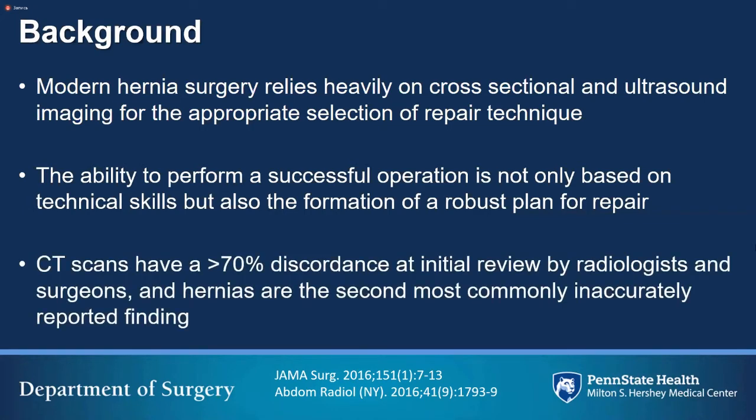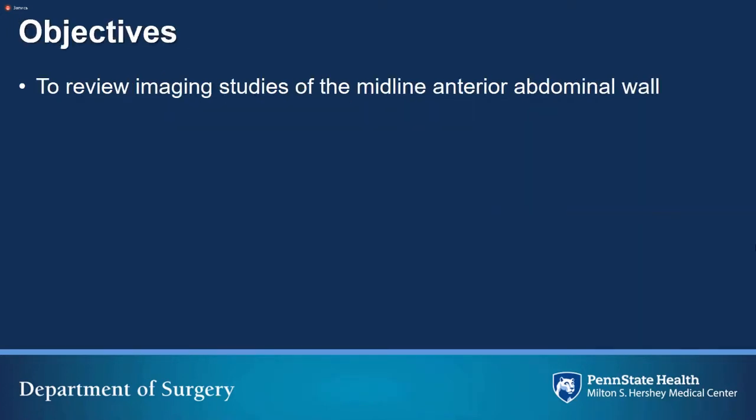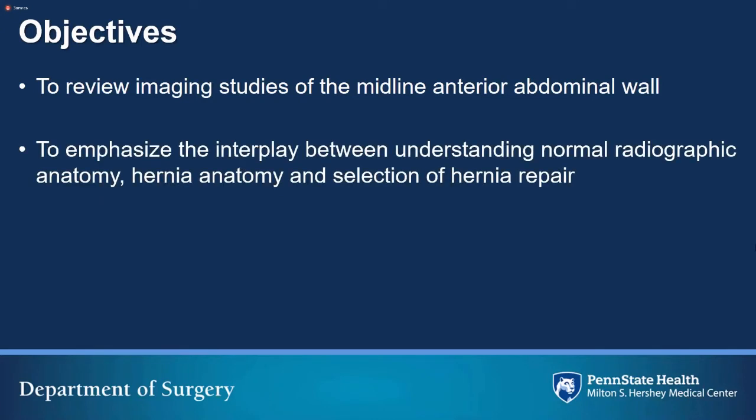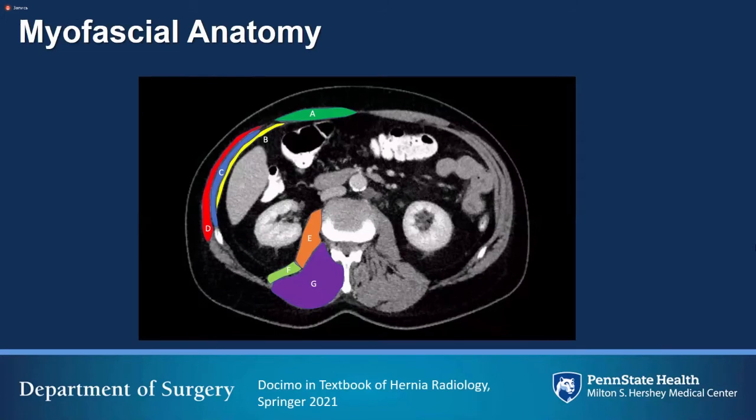When we think about CT scans, we know that there is a very high discordance between what the radiologists see on the scan and what surgeons see, with hernias being the second most commonly inaccurately reported finding. And so it obviously behooves all of us to get good at looking at these films ourselves. So what I'm going to do is review some midline anterior abdominal wall hernias today. We'll spend some time talking about the interplay between the normal anatomy, the hernia anatomy, and obviously just a few things about selecting the repairs as well.